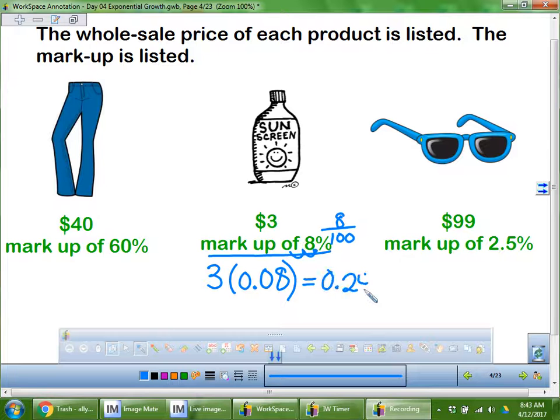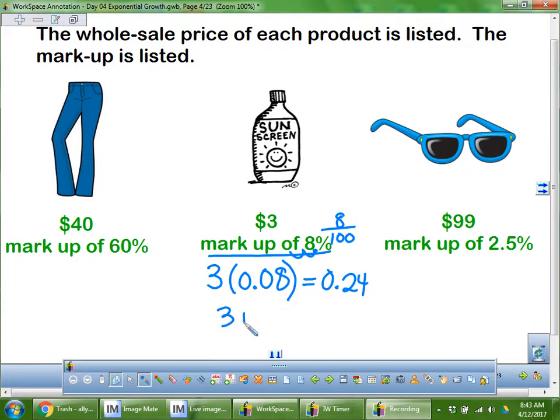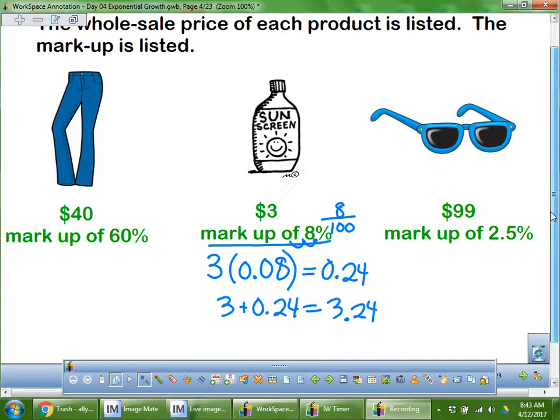So that doesn't make sense, right? We're saying they're increasing the price and they're only going to charge 24 cents. They're going to add that. Okay, so we're going to take the $3 and add 24 cents to it. So they're going to charge $3.24, which doesn't seem very realistic, right? They're probably going to charge more than that.